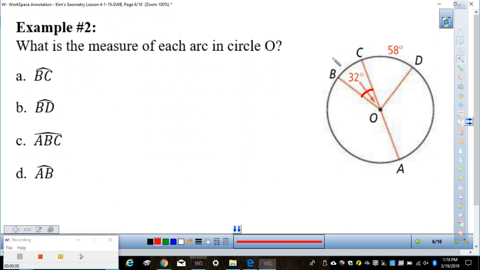So I know arc BC has to be 32 degrees. There's this one-to-one relationship: that minor arc is equal to the measure of the central angle.